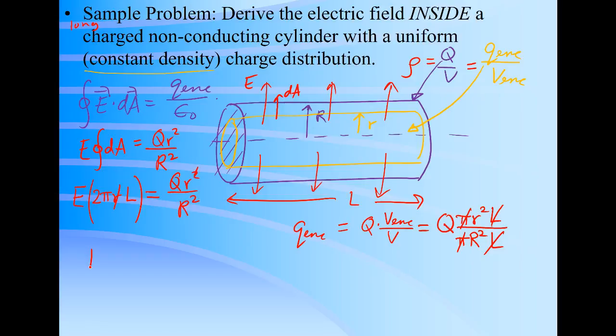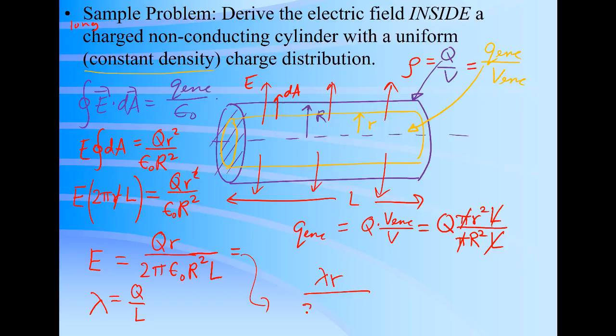One of those r's will cancel, and we're going to get the electric field is Q r over 2 pi, oops, I forgot my epsilon naught. 2 pi epsilon naught big R squared times L. And the last thing that we can do is, if we want, we can invent a linear charge density, and that's just the way that we can write Q over L. So we could write this as lambda little r over 2 pi epsilon naught big R squared. And it turns out that when little r is greater than or equal to big R, this reduces to what we found for a line of charge. And so it works exactly the same way.